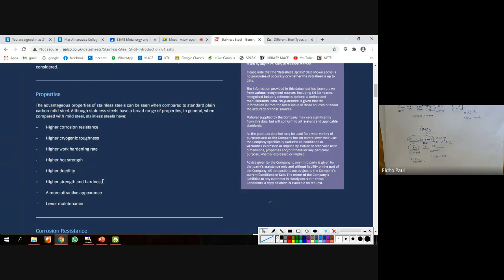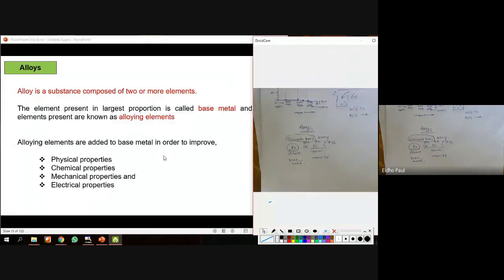So similarly, high hardness for stainless steel. Then more attractive appearance. You can see it in your home, in all the stainless steel products, for example different knives, dish wash, pipe fittings. So all of these have better appearance and lower maintenance cost. So these are the properties which are improved by the addition of chromium, nickel and carbon. So thereby we can improve the properties of the material.